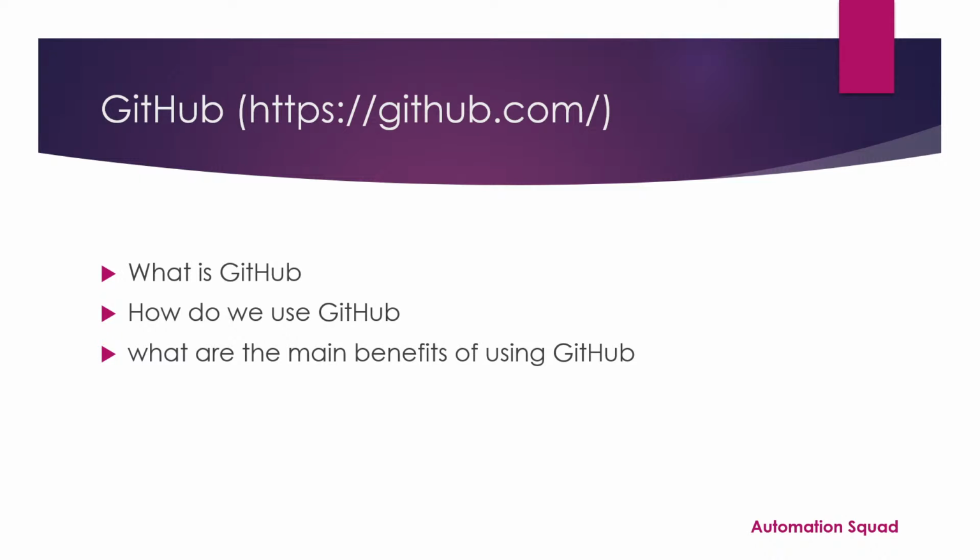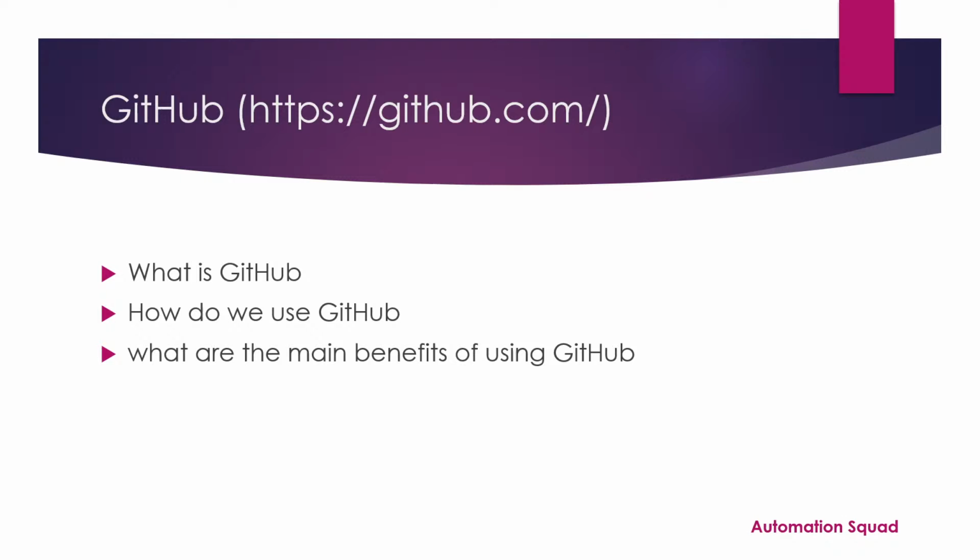So GitHub is a tool. Let's see what is GitHub. GitHub is a code hosting platform for version control and collaboration. It also lets you and others work together on projects from anywhere. So this is what GitHub is, and we go for the next.